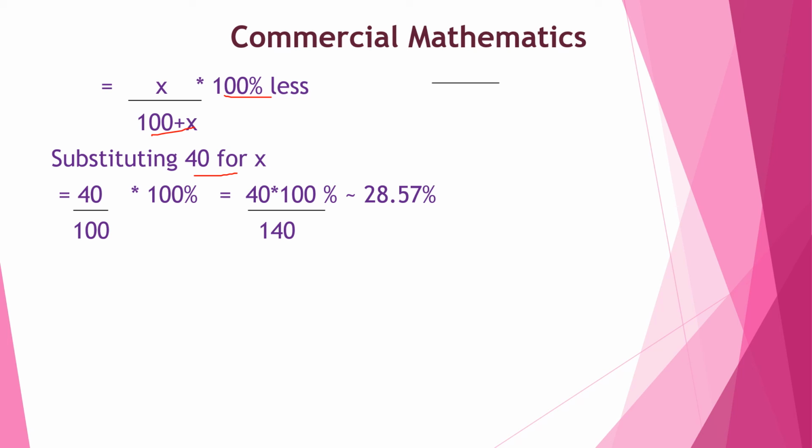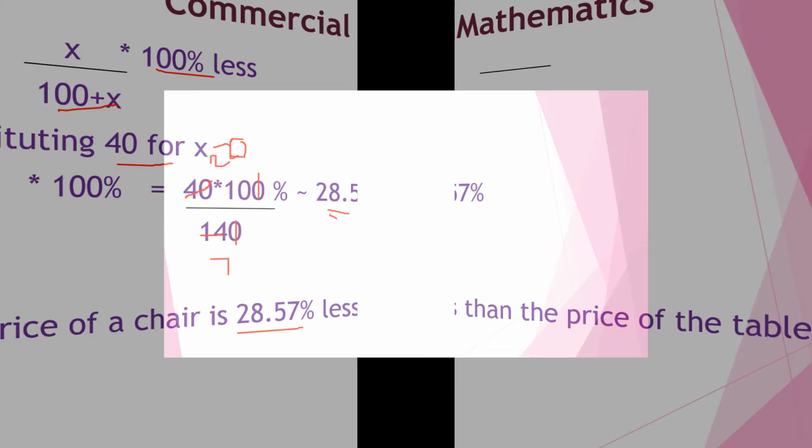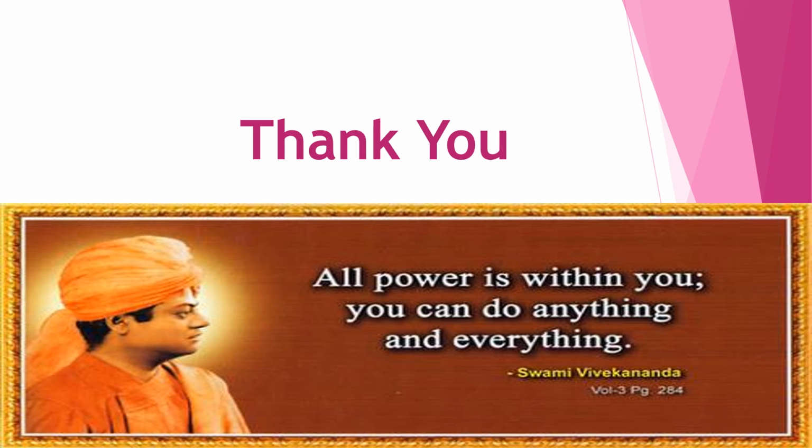Do the cancellation, that is the zeros go off. Then the 2 sevens and the 2 twos, so it will be 20 over 70, or 200 divided by 7, which is equal to 28.57. So the price of the chair is 28.57% less than the price of the table. So that was the given price and the value we got.